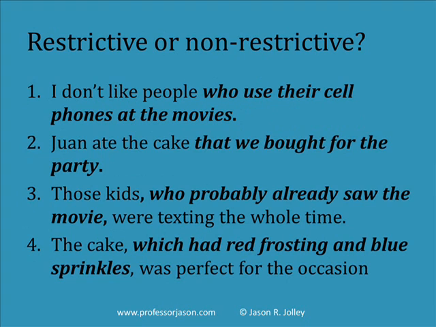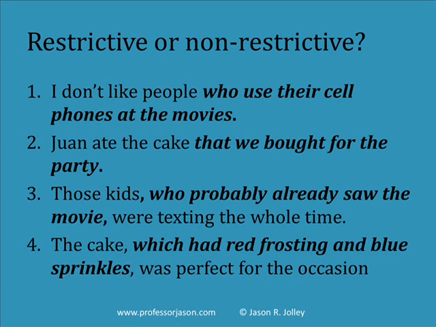Now here are a few more examples that illustrate the differences between restrictive and non-restrictive clauses. Look at number 1. I don't like people who use their cell phones at the movies. Again, it sounds kind of strange without the restrictive relative clause that restricts the meaning of the noun, the antecedent people. I don't like people. Well, what kind of people? Who use their cell phones at the movies.